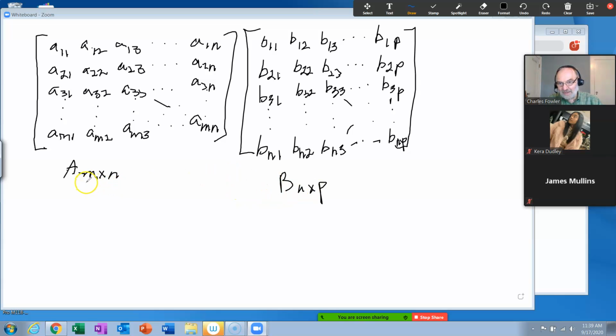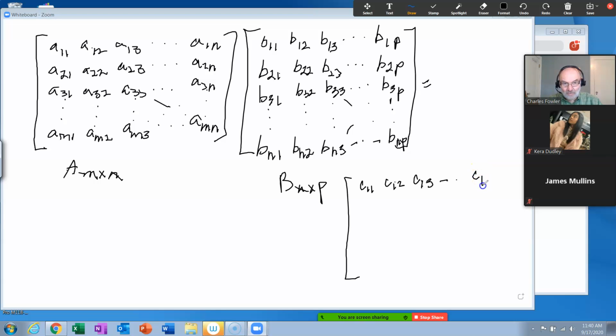Whatever M is, it doesn't matter. Whatever P is, that doesn't matter, but the N's have to be the same. So you can basically wipe out this and wipe out that, and your quotient matrix, the result of that, I'm going to write it down here. It is going to be some C: C11, C12, C13, dot, dot, dot, out to C.